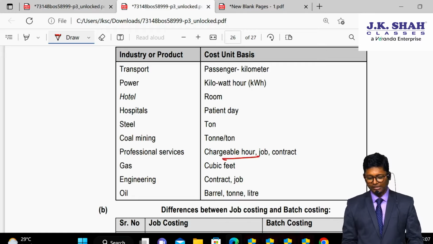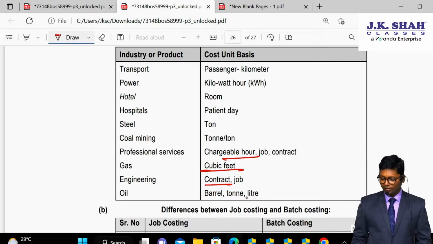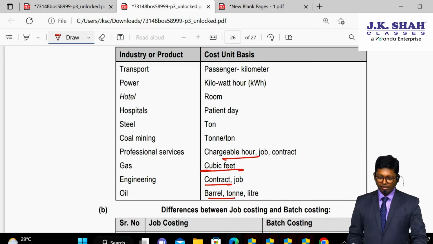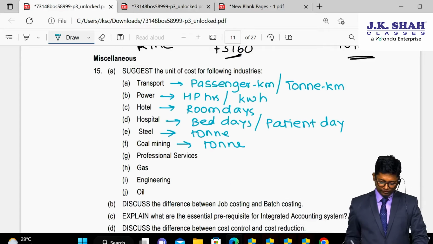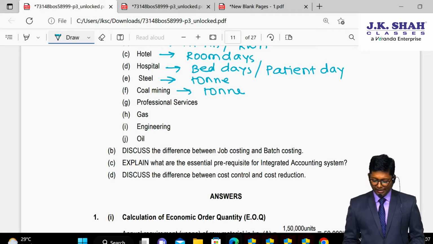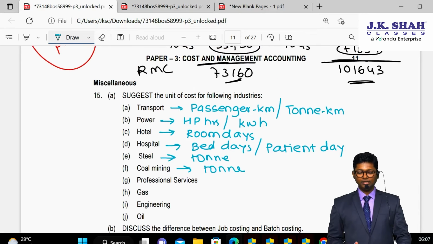Professional services we charge on an hourly basis. Gas we produce on a cubic feet basis. Engineering related contract. Oil we compute on barrel, ton, gallons, etc. basis. All are simple things of theory. Now job costing, batch costing, integrated system, and everything is asked. You can read this kind of theory. This is the optional question.